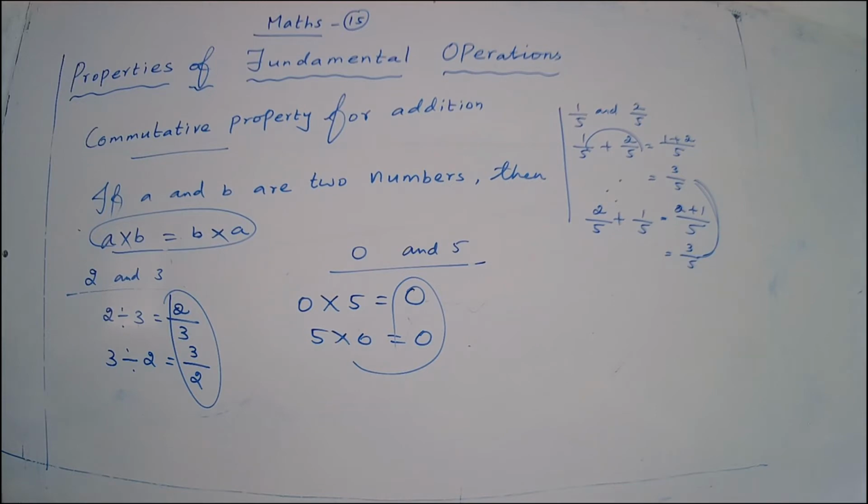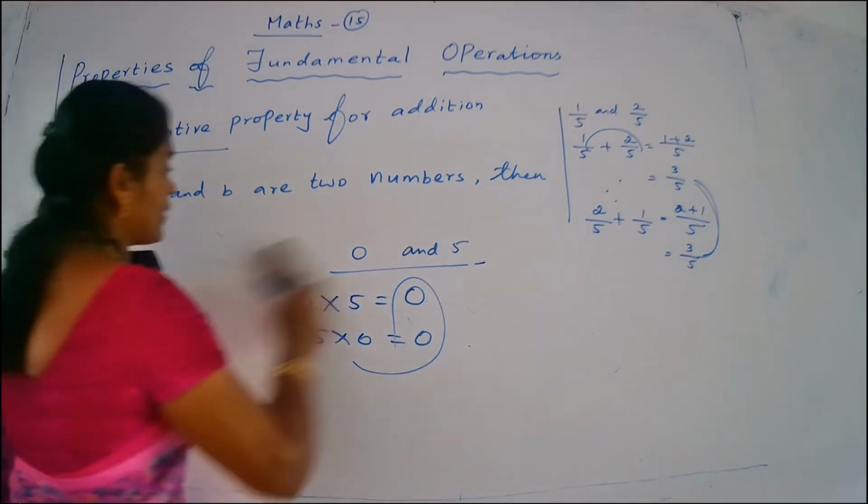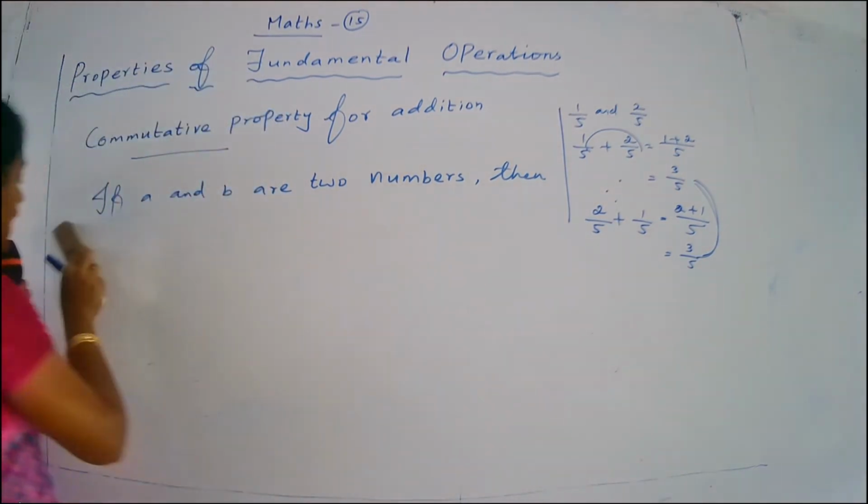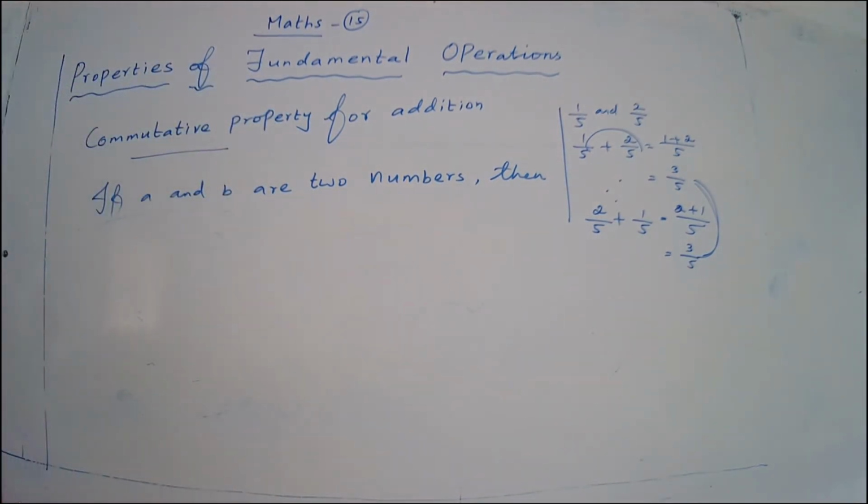In the table before, A divided by B is not equal to B divided by A. Yes? You underline that line. So, the commutative property is not true for division of numbers. Okay, children? So, four points, that is very, very important. Commutative property is true for only addition and multiplication only.